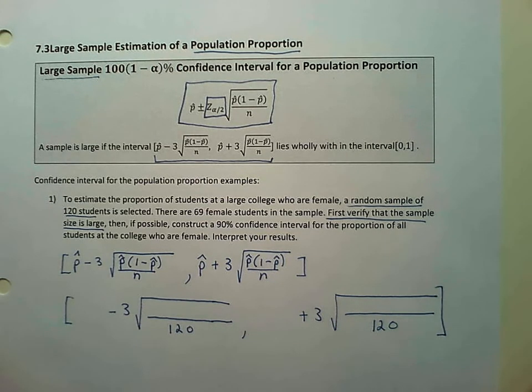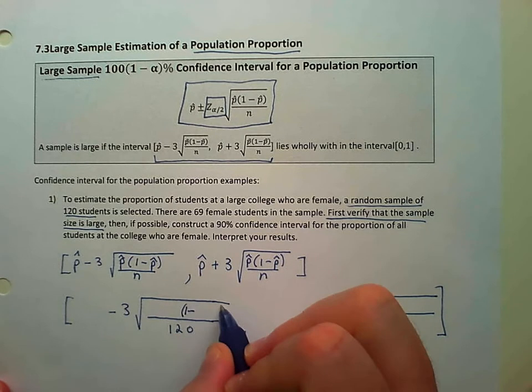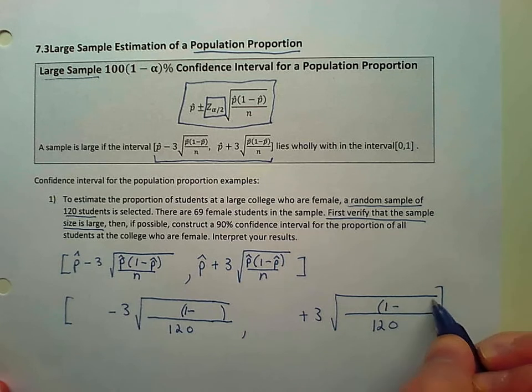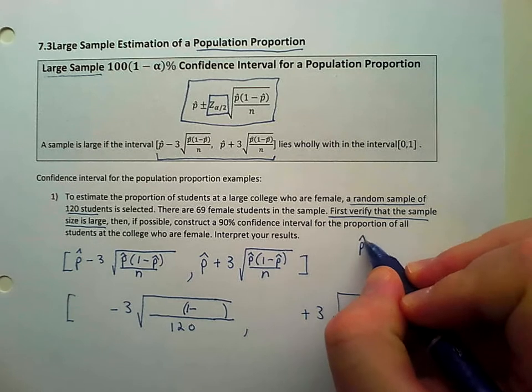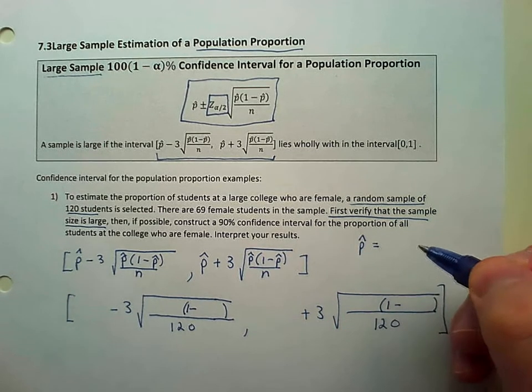Alright, so there we go. Now if we know what p hat is, we can plug it into these remaining empty spots in our formula, and then we can do the arithmetic on it. So, what is p hat? Try to remember back to chapter 6.